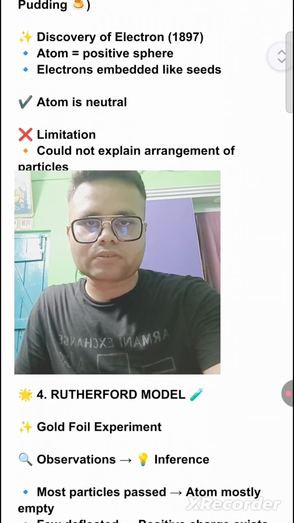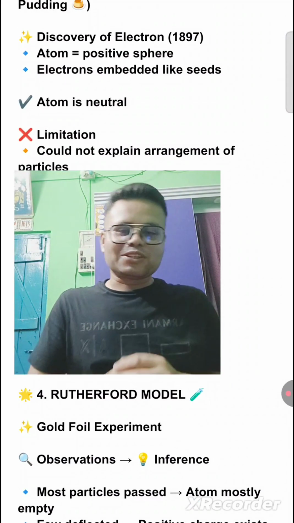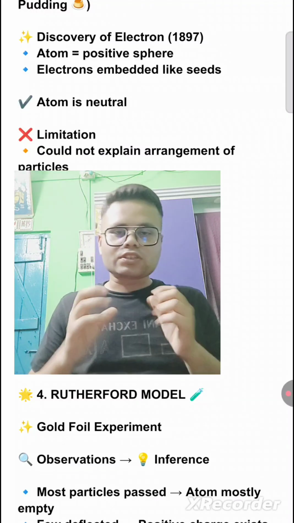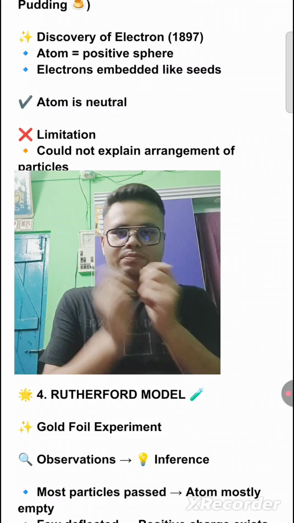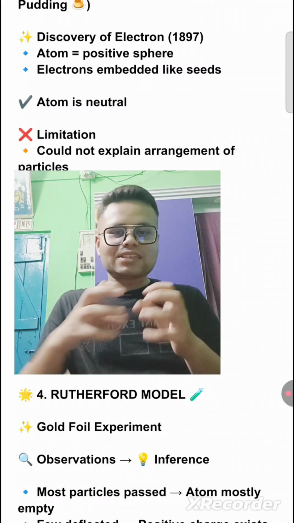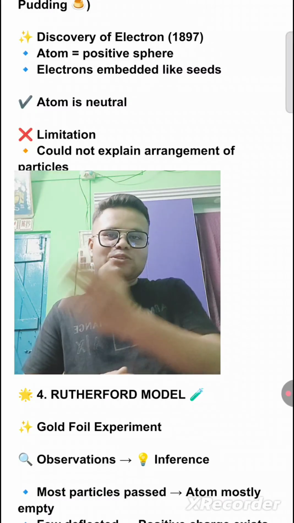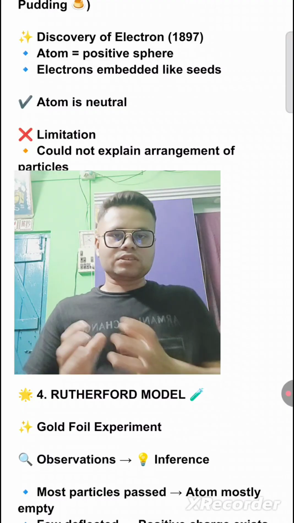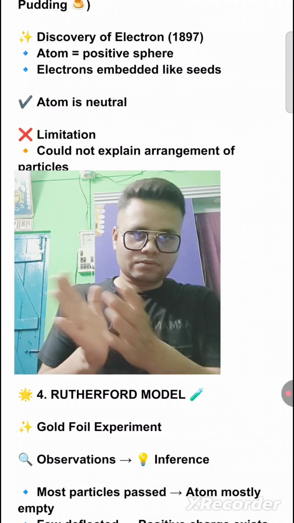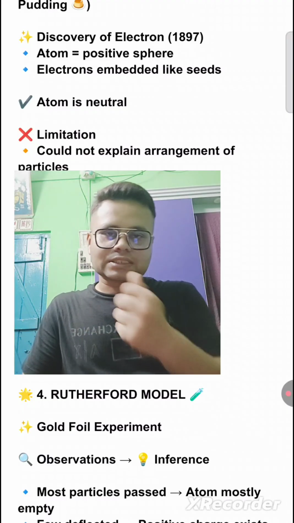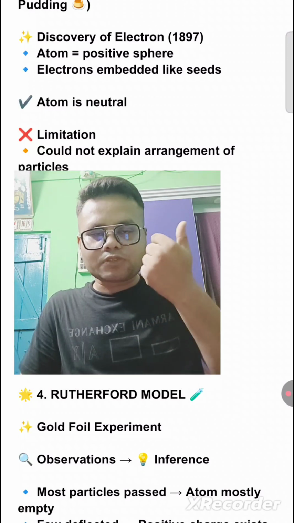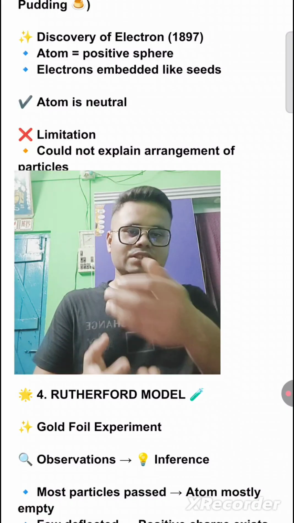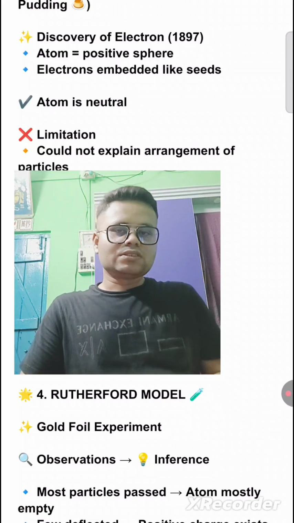Next we are talking about J.J. Thomson's model, that is also known as the plum pudding model. If you take the example of a watermelon, there are small black seeds. The small black seeds in the watermelon are like the plum pudding model. So first of all, the discovery of the electron happened in 1897. The atom is a positive sphere and the electrons are embedded like seeds. I'm just giving the example of the watermelon, just like that.